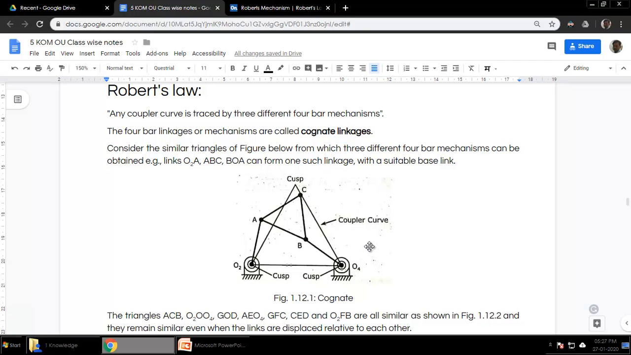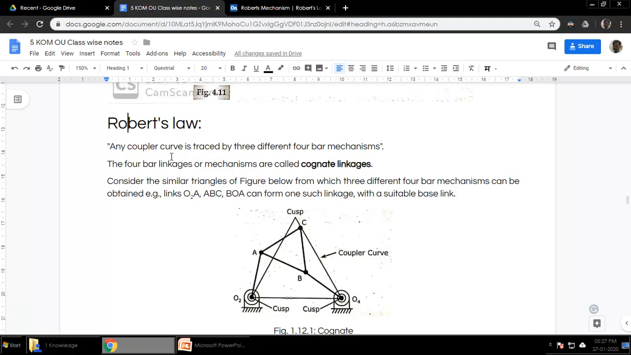This video is about Roberts law. This law is something that I haven't come across till now, and it is present only for Osmania University students. In this syllabus, we have something called Roberts law. The law is very simple. It states that any coupler curve can be traced by three different four-bar mechanisms.